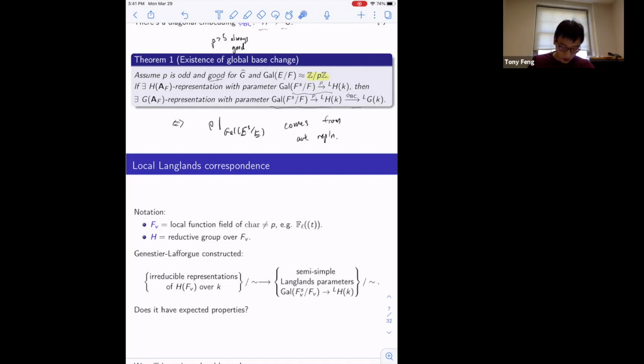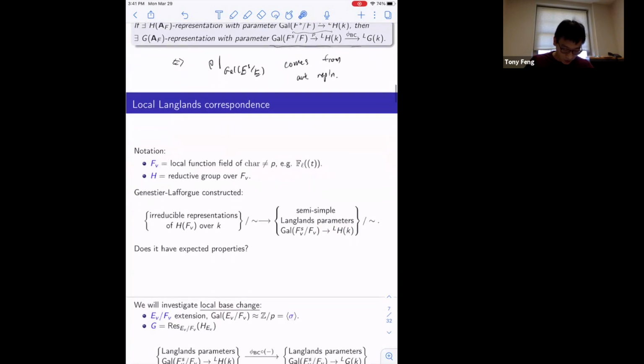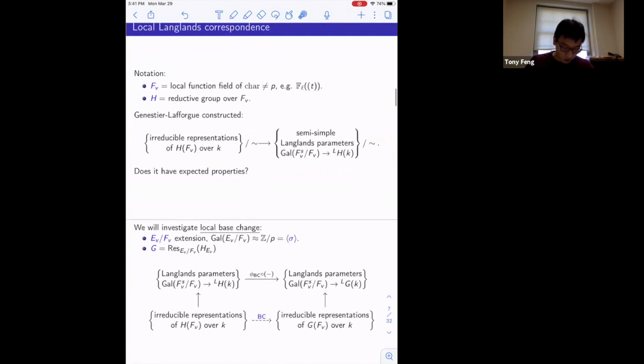Anyway, if you were talking about things which are not parabolically induced, for example, this is pretty close. These things should almost always be semi-simple. So it's pretty good, and one can ask if it satisfies the expected properties that you would expect a local Langlands correspondence to satisfy. So this talk will be concerned with the local analog of base change.